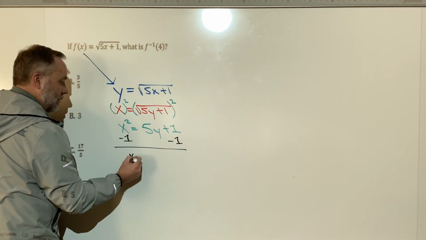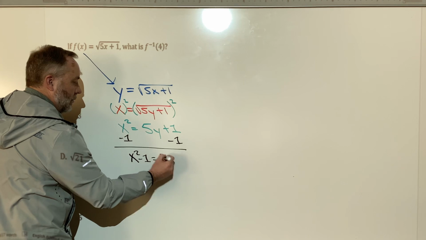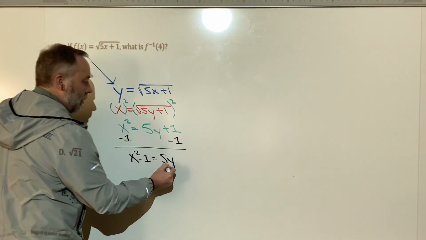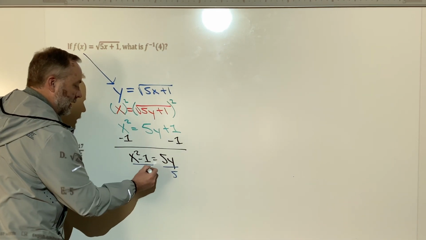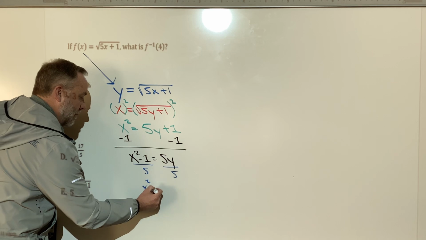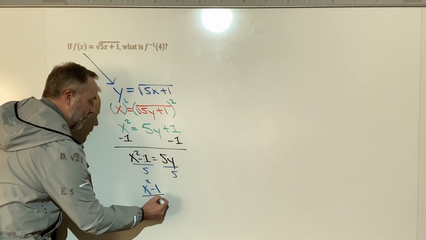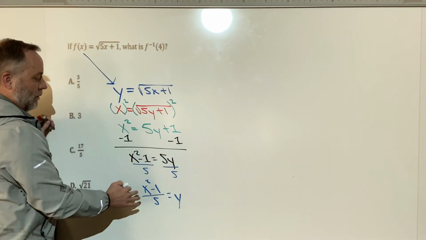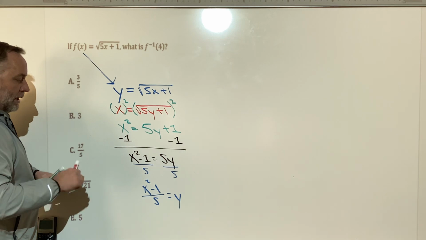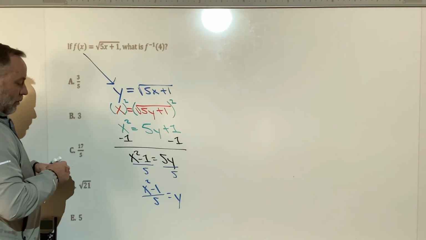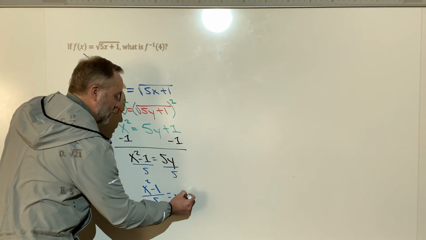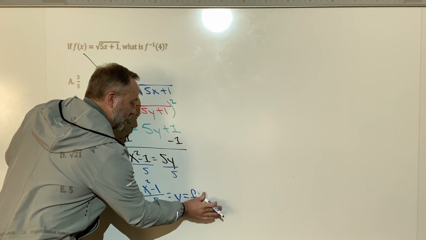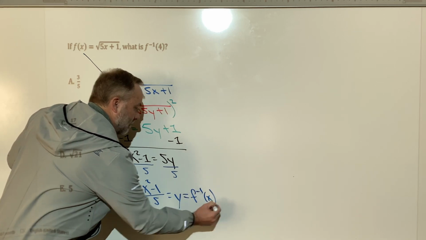That gives us x squared minus 1 is equal to 5y. y is almost by itself, but we need to divide both sides by 5. And that leaves us with x squared minus 1 divided by 5 is equal to y. And once you've switched x and y and then solved for y, you can replace that y with the inverse. You have now solved for the inverse. So once you have it equal to y, you can say that this is the inverse function of x.